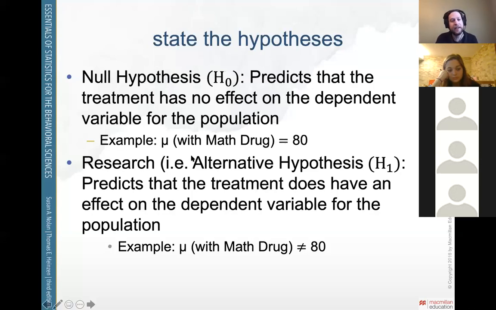So basically what that's saying is, for people that take the math drug, their score on this math test is going to be the exact same as the population mean. There's no difference at all. That's the null hypothesis. The alternative hypothesis for this example was that the mean of people that take the math drug is different than 80.